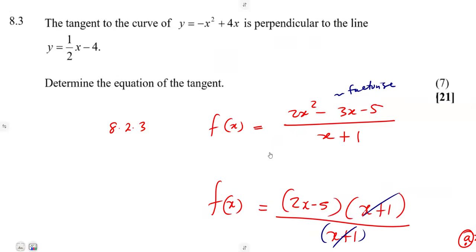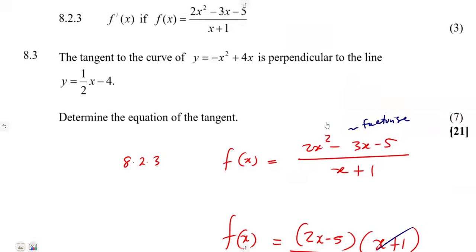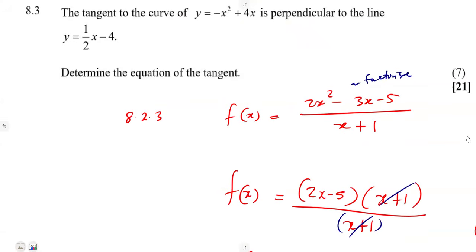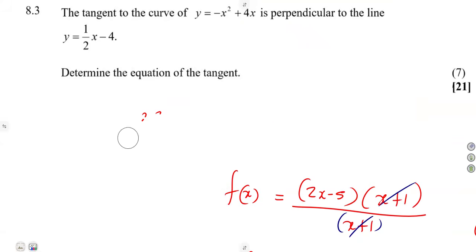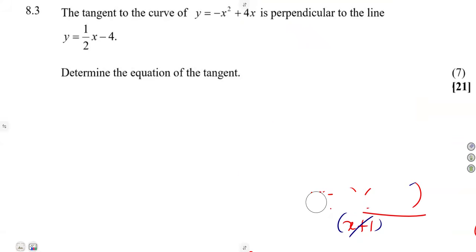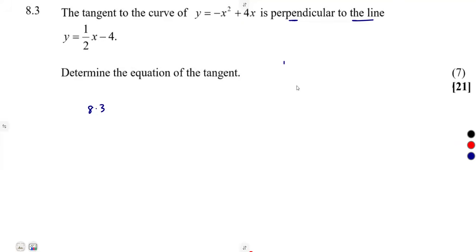All right, let us consider this part. All right, 8.3, that was 7 marks. All right, let's see why 7 marks. The tangent to the curve y is equal to minus x squared plus 4x is perpendicular to this line. So we are talking about a tangent to a certain curve, and then it is perpendicular to a certain line.